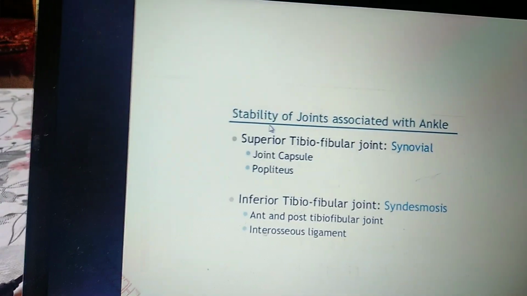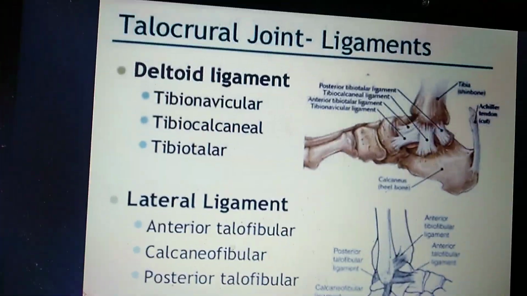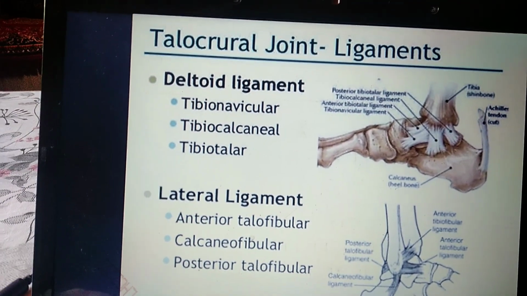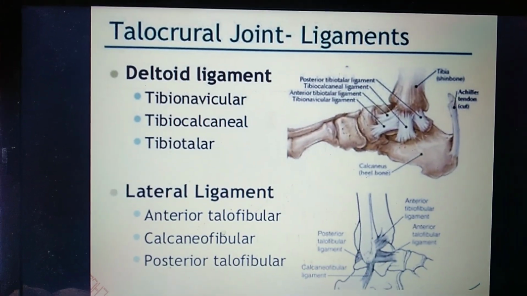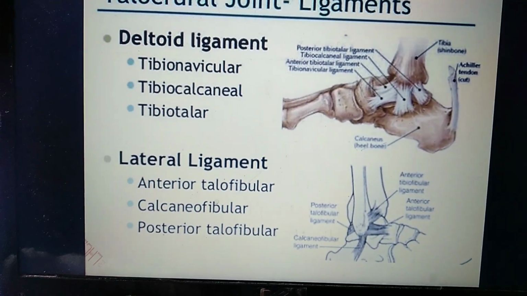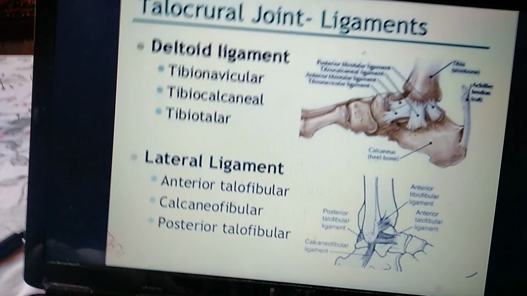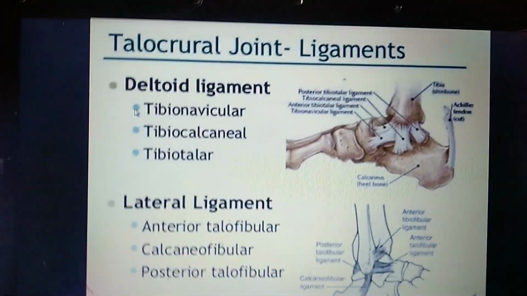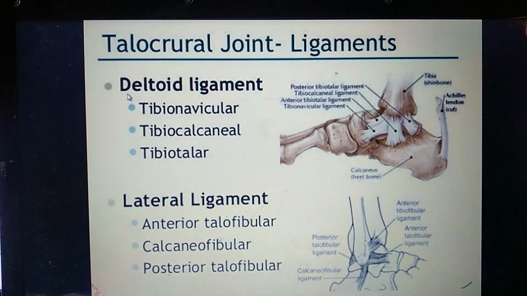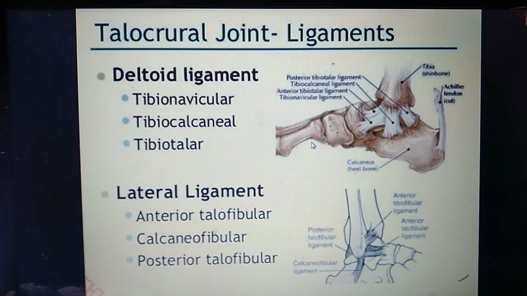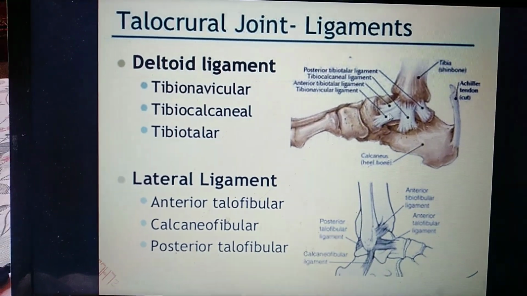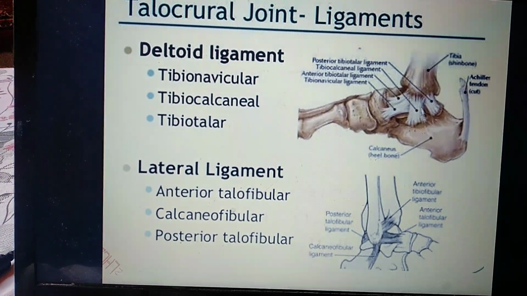For that reason, we have some ligaments that help to stabilize the talocrural joint. So what are the ligaments of this talocrural joint? They can be roughly divided into the medial ligaments and the lateral ligaments. First, let us see the medial ligaments. The medial ligament is also called the deltoid ligament. Why deltoid? Because if you see, the ligament has different bands, but it goes in a fan-like arrangement.